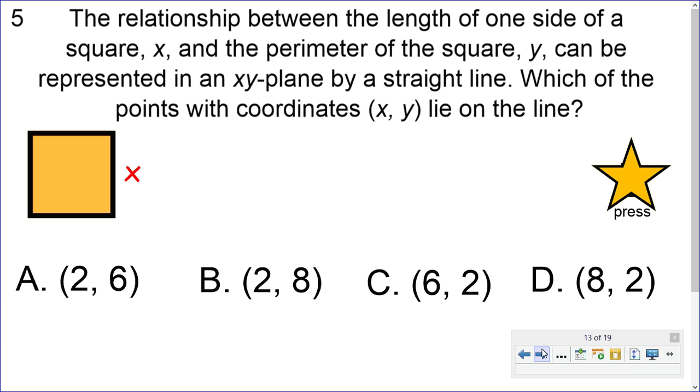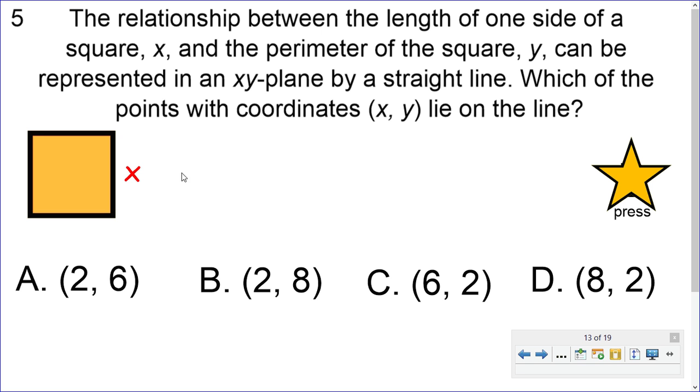All right, let's get started. Here we have the relationship between the length of one side of a square, x, and the perimeter of the square, y. It can be represented in an xy plane by a straight line. Which of the points with coordinates xy lie on the line?